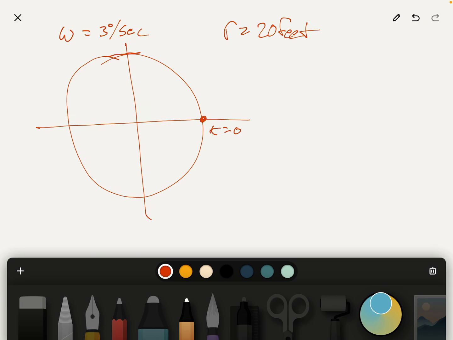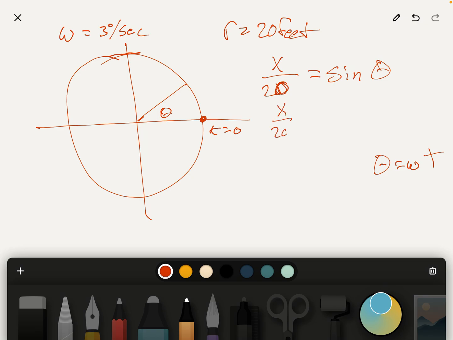So simply put, after a certain amount of time, x over r equals, x over 20 equals the sine of, let's call it theta. And theta is simply the angular velocity times t. So x over 20 equals sine of 3 degrees per second times t, and the corollary to that is y over 20 equals cosine of 3 degrees times t.